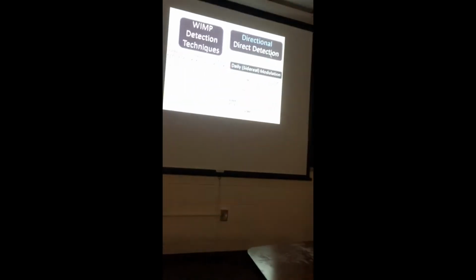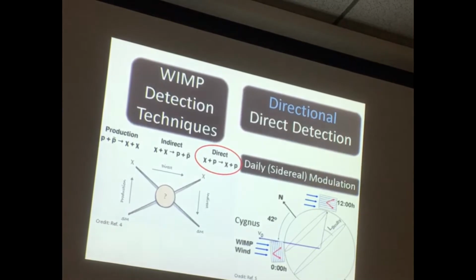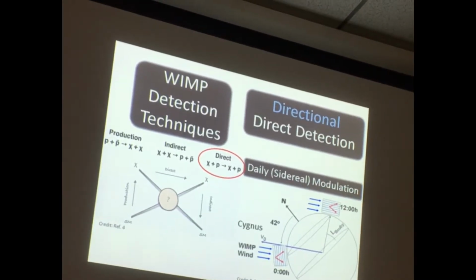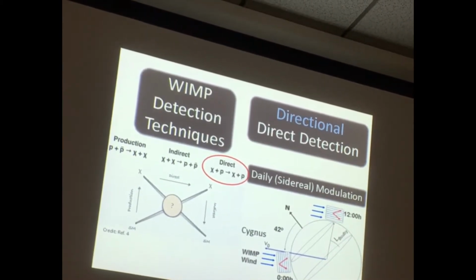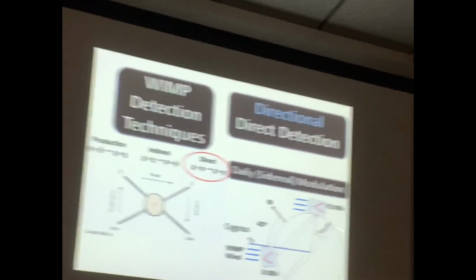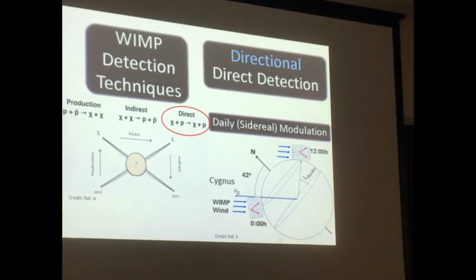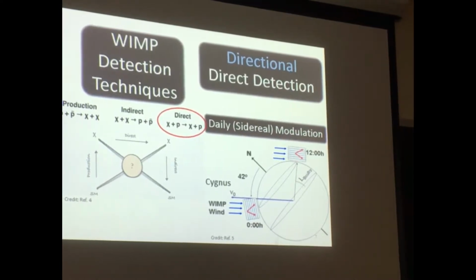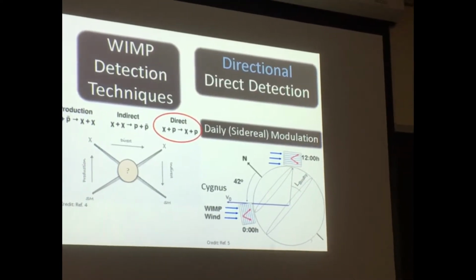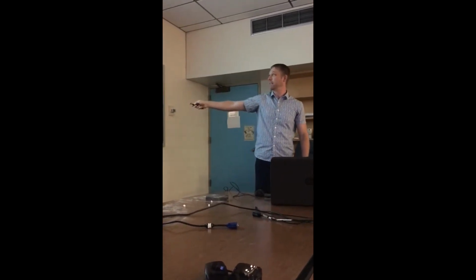Okay. So specifically with direct detection, I'm going to be talking about directional direct detection, where the signal that we look for is this daily or sidereal modulation, and that's depicted here. So here's the Earth, and as it's moving through the galaxy, it's moving in the direction of the constellation Cygnus. And if our galaxy is immersed in a halo of dark matter, what that would mean is that the Earth, as it moves, would be feeling this WIMP wind move across the Earth, and that's these here.